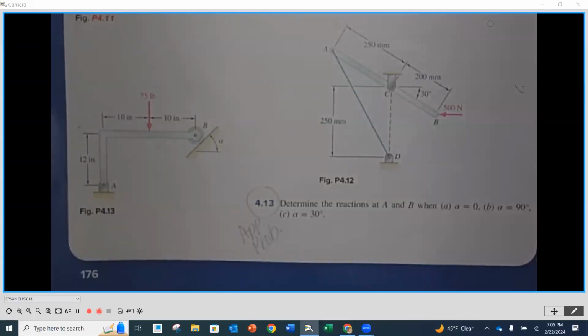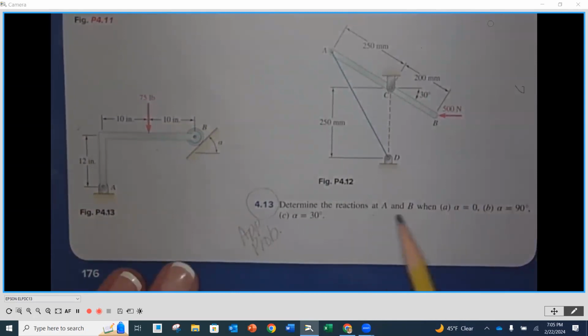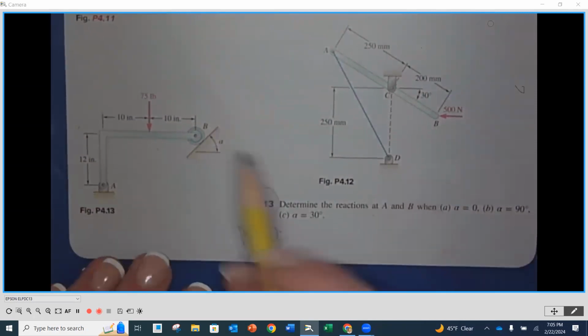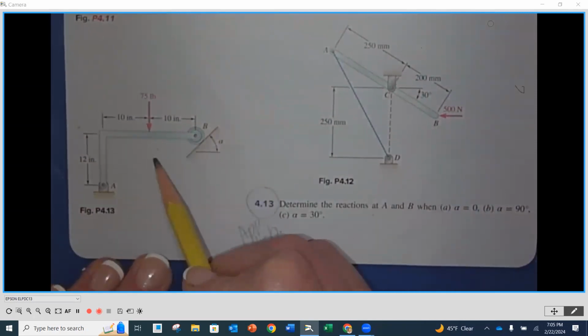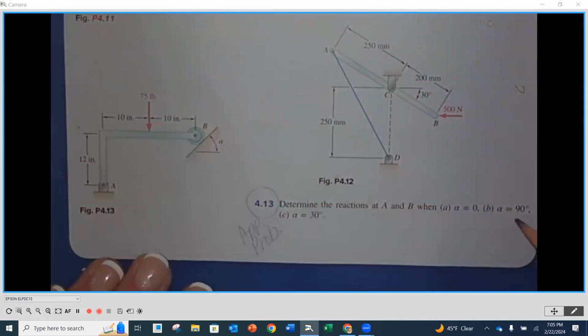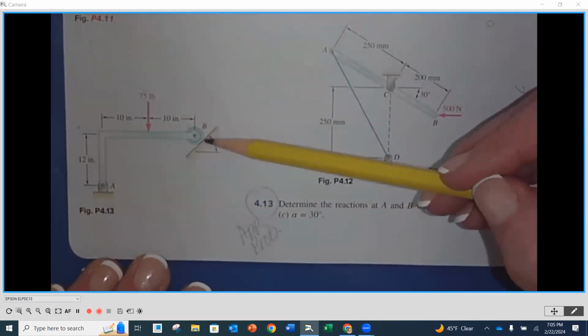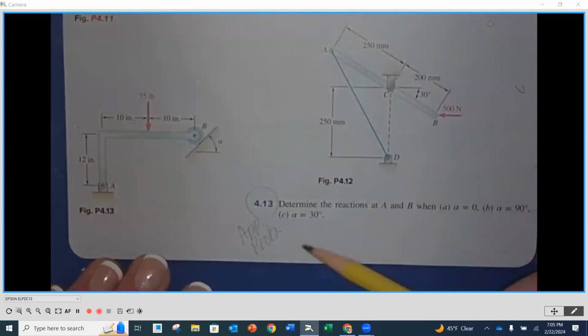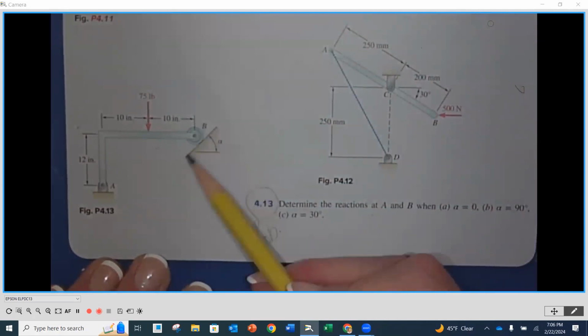Okay, the next problem we're going to look at the free body diagram for is going to be 413. And 413's figure is over on the left-hand side here. It says determine the reactions at A and B when alpha is equal to 0 degrees. And that means that it's going to be horizontal then, okay? When alpha is equal to 90, vertical. And then when it's 30 degrees, about what you see right here.